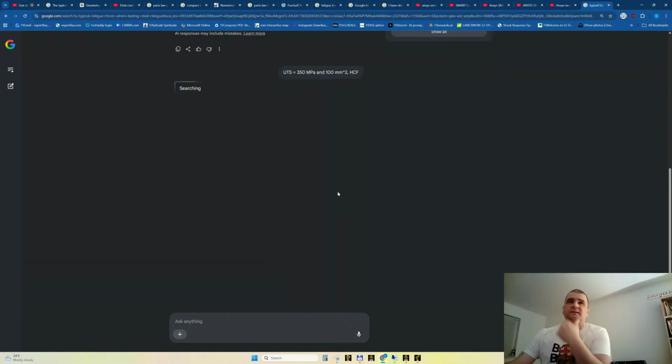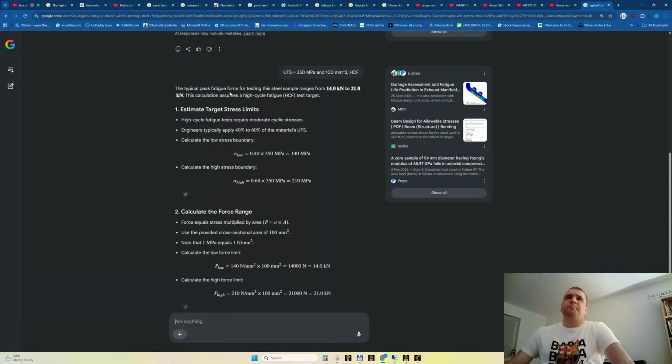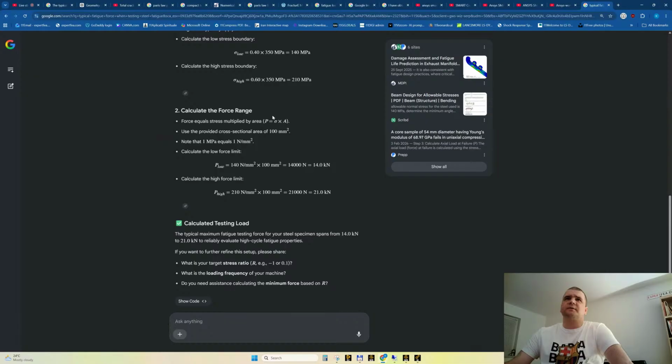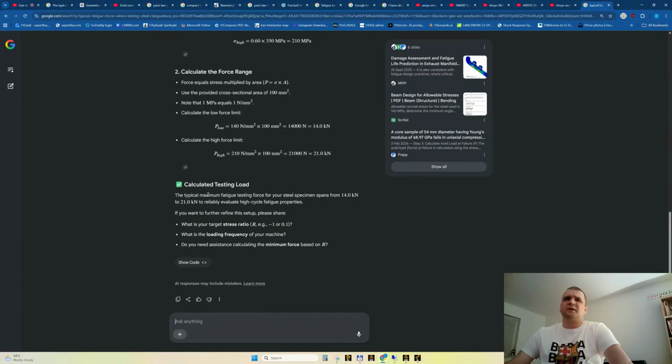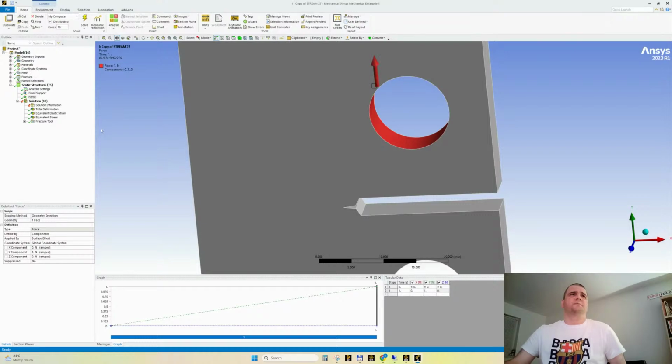Remember to always ask AI because it's very convenient. The typical peak fatigue force for testing this steel sample ranges from these calculations to the high cycle fatigue test target. Calculate the low stress boundary. The typical maximum fatigue testing force for steel spans from... Oh my god. Maybe something is wrong with my judgment here.